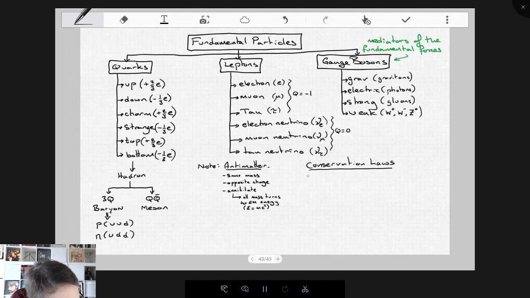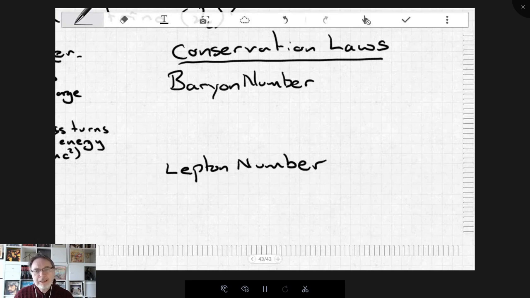One is called baryon number and one is called lepton number. Baryon number and lepton number are essentially an indication of whether the particle you're talking about is a baryon or a lepton. So obviously gauge bosons are neither because they're something different. Leptons are not baryons and baryons are not leptons. Baryon number and lepton number only take one of 3 values. The baryon number for a particle is either +1, 0, or -1. And that's the only option.